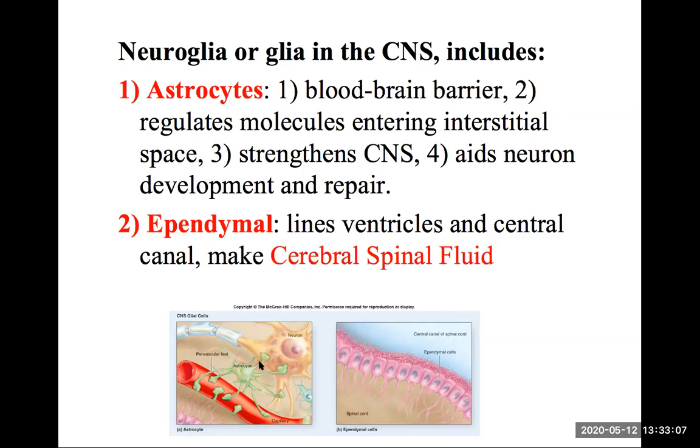And what do the astrocytes do? Well, they have multiple roles, but first and foremost is they establish what's called the blood-brain barrier.